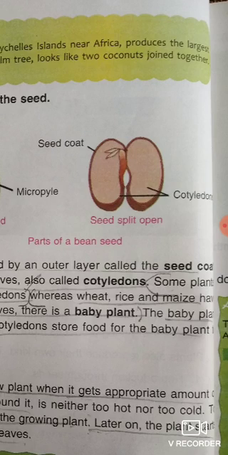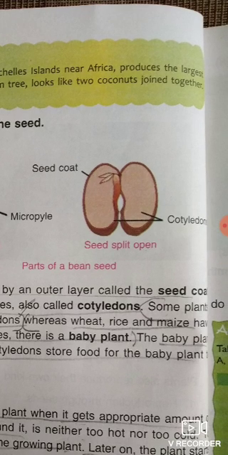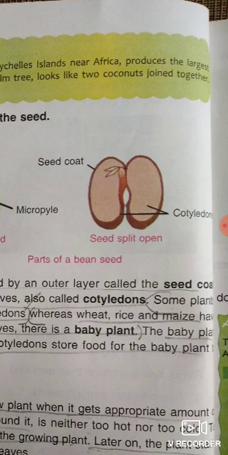And this is the seed coat in the second figure. That means this protects the seed. Two cotyledons are there in the bean seed. In wheat, only one cotyledon is there. And see, this is a very small baby plant. So inside the seed a baby plant is there. When this baby plant gets air, water, and an appropriate temperature, it will start to grow, and it gets food initially from the cotyledons. So this is the structure of the seed.